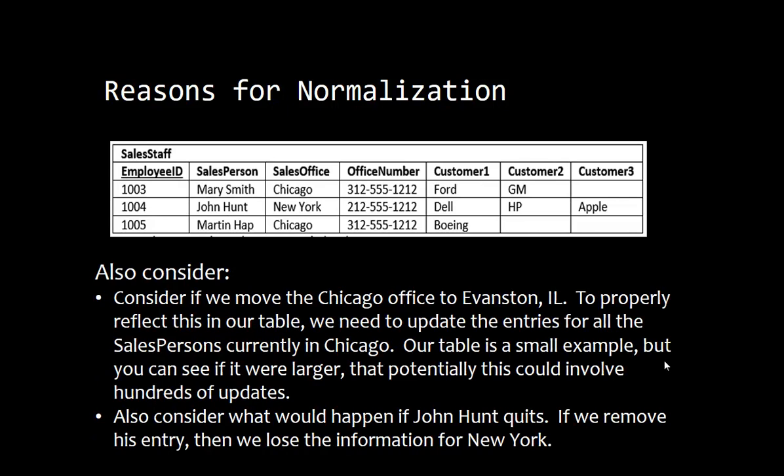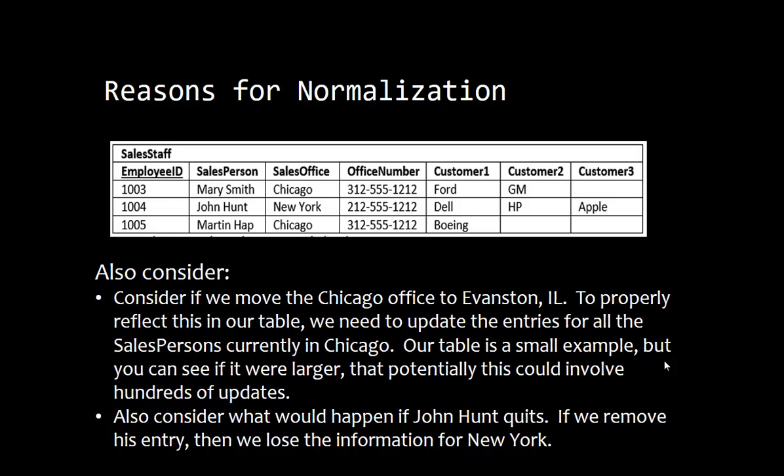Also consider if we move the Chicago office to Evanston, Illinois. To properly reflect this in our table, we need to update the entries in all the salespersons currently in Chicago. Our table is small enough, but once again, if it got larger, that could involve hundreds of updates. So these are modification issues.